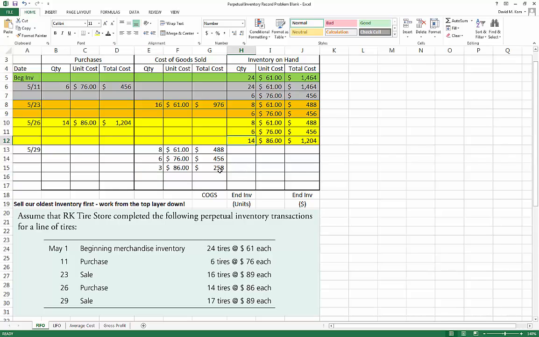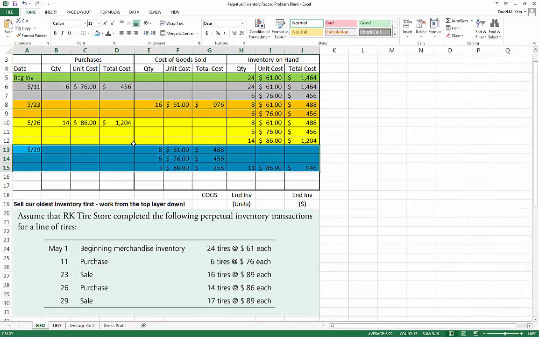Okay, so when we balance this, we know that this layer is gone. We know that this layer is gone. And we know we've taken 3 from this layer, so we're left with 11 units at $86 our cost. So 11 times 86, we are left with 946. Okay, so that's the final layer there. Let's go ahead and do that in light blue there.